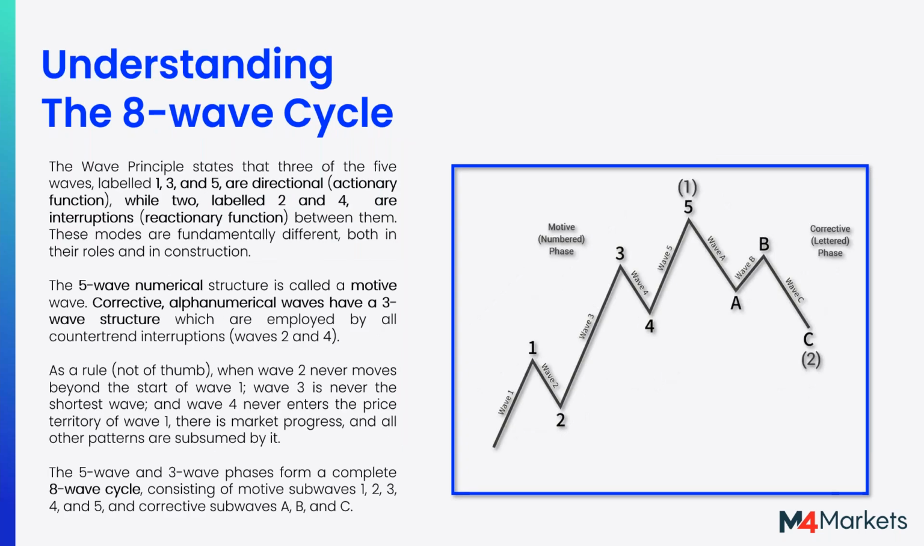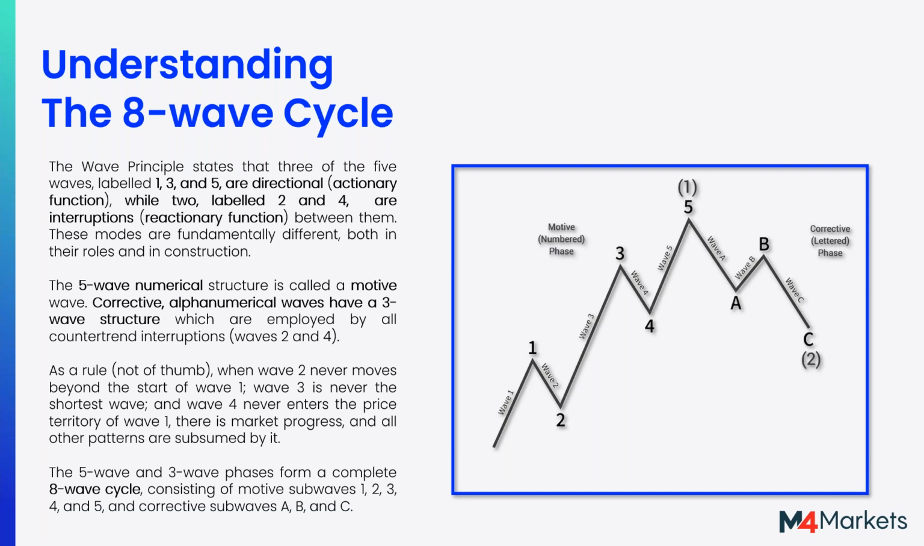First, though, let's understand what the 8-wave cycle is. The wave principle states that 3 of the 5 waves, labeled 1, 3, and 5, are directional, and they are called actionary, which is the actionary function, while waves 2 and 4 on the same move to the upside are just interruptions, and this is called the reactionary function. Now, these modes are fundamentally different, both in their roles and in their construction.